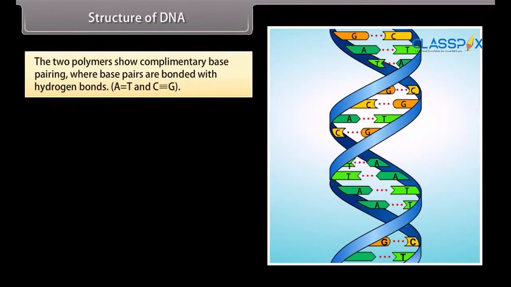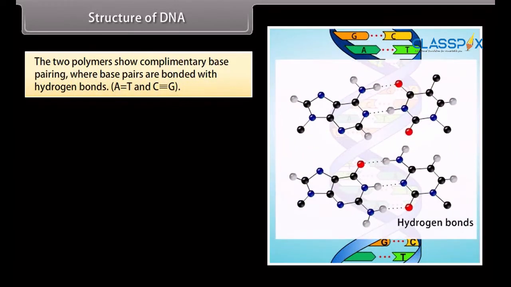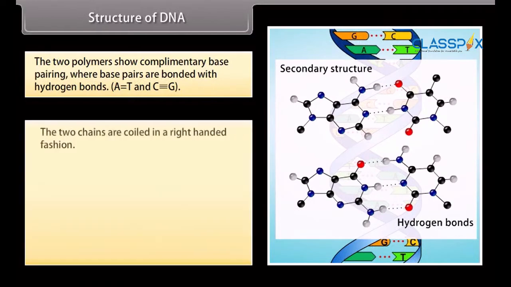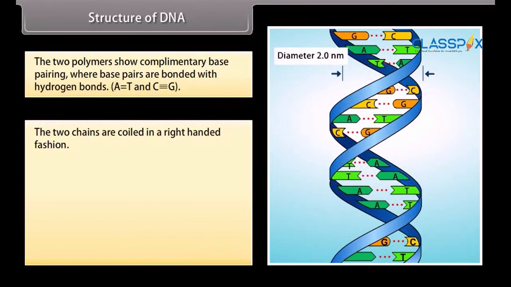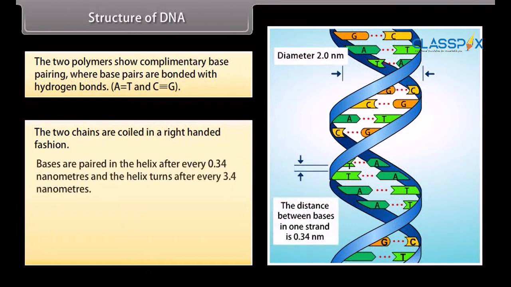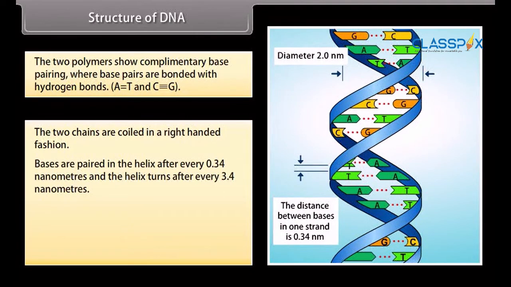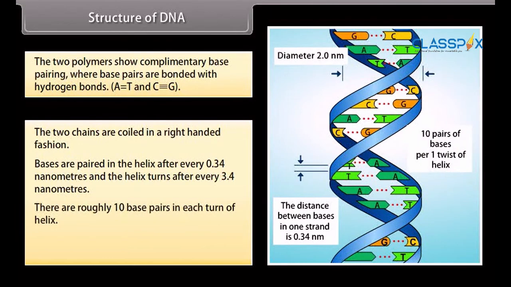The two polymers show complementary base pairing, where base pairs are bonded with hydrogen bonds. The two chains are coiled in a right-handed fashion. Bases are paired in the helix after every 0.34 nanometers and the helix turns after every 3.4 nanometers. There are roughly 10 base pairs in each turn of the helix. The plane of one base pair stacks over the other in the double helix.